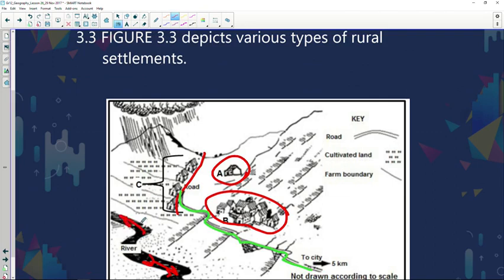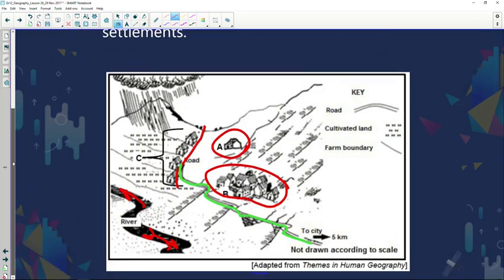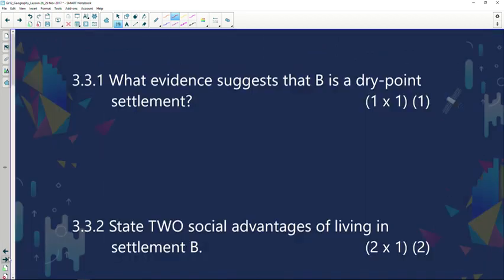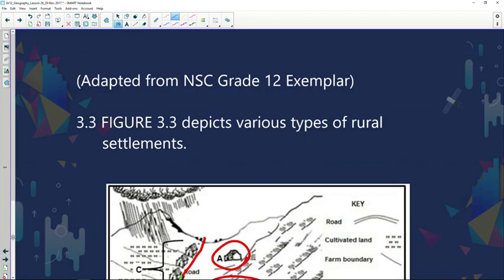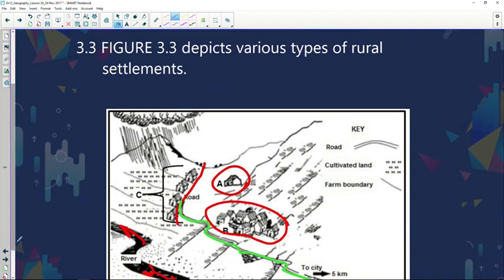Now let's quickly go and answer the questions that follow. The first question: what evidence suggests that B is a dry point settlement? Now let's quickly have a look at B. Where is B? As you can see, there's B, there's the river.